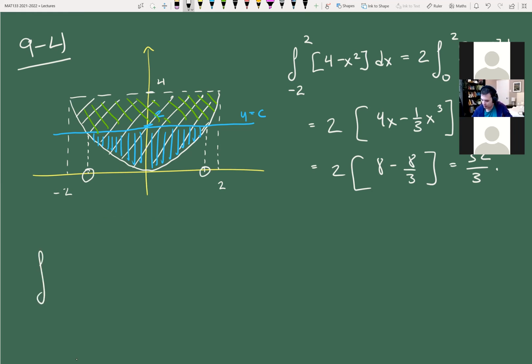Okay, so I've got to integrate from something to something. Something dx has to be 16/3. So what are my bounds of integration? Square root c, great. Plus and minus root c. Does everyone agree? Does that make sense?